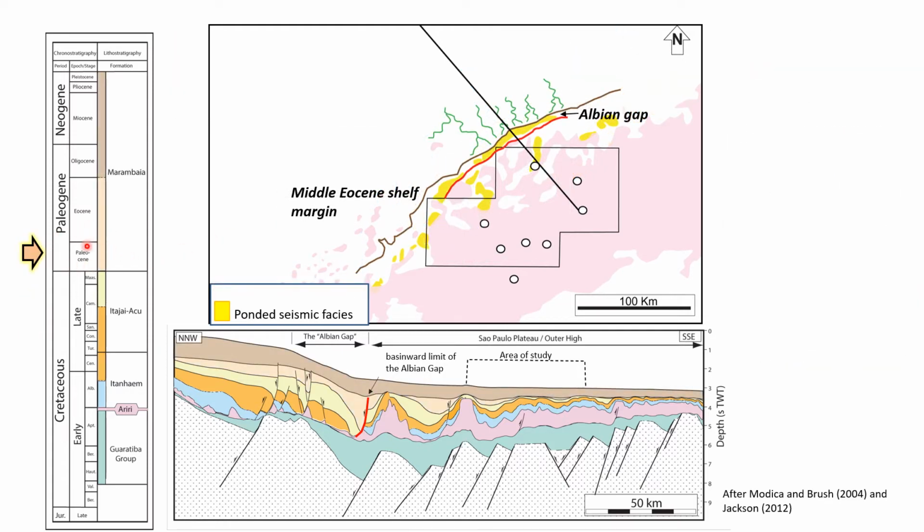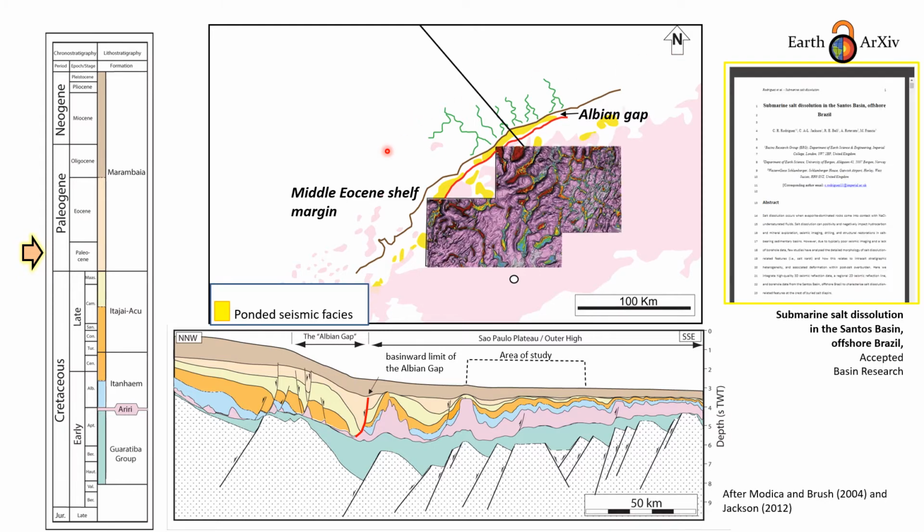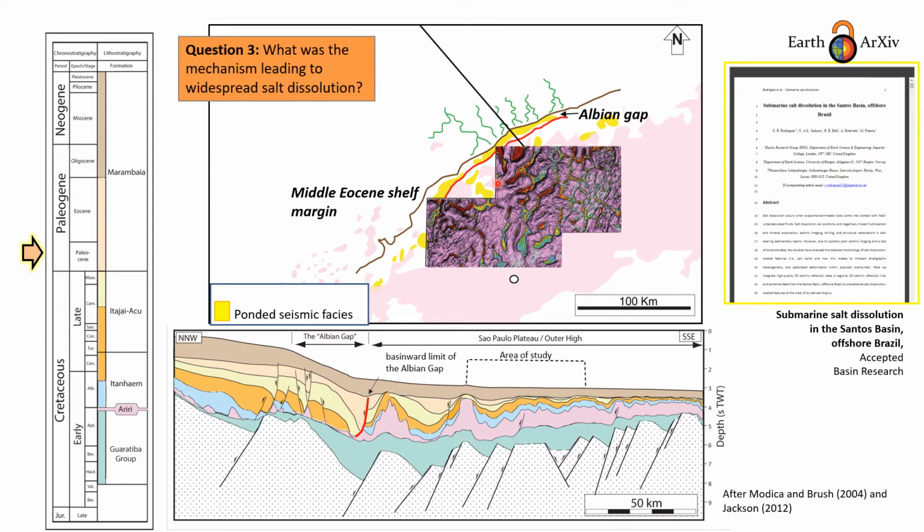In the Paleocene, a onshore uplift led to a change in sediment supply, now focusing to the north and the Campos Basin. In this paper, we demonstrate there was also widespread salt dissolution expressed as salt karst in the Santos Basin. Here, I will illustrate how this dissolution occurred.